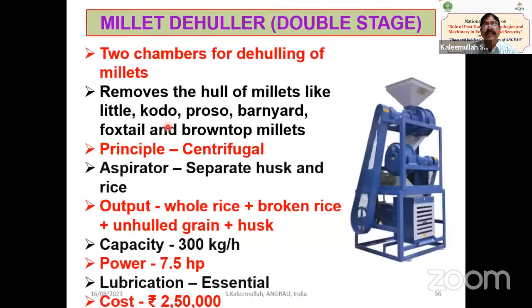Instead, you can go with this double stage dehuller, where you can see 2 drums, and inside, 2 impellers. When you feed the material, first nearly 70 to 80% of the husk will be removed, and the remaining will be removed in the second drum. The cost will be around 2.5 lakh rupees, and the capacity will be around 300 kg per hour.